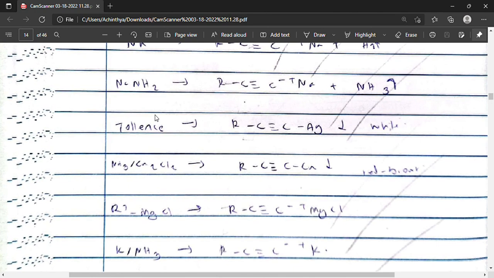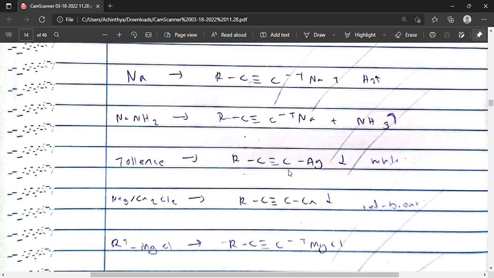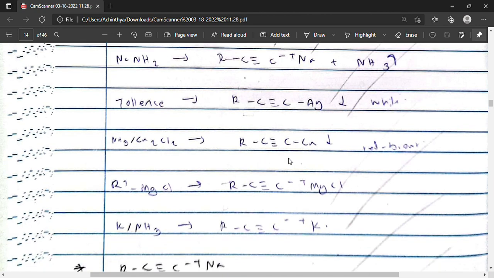If we add Tollens reagent, which we saw earlier is ammoniacal silver nitrate, NH3/AgNO3, then we get a white precipitate. Basically, this H is replaced with a silver atom and it is a white precipitate. This is a convenient identification test for alkynes, terminal alkynes specifically. And we can do so with this reagent, ammoniacal cupric chloride, which produces a red-brown precipitate as shown over here.